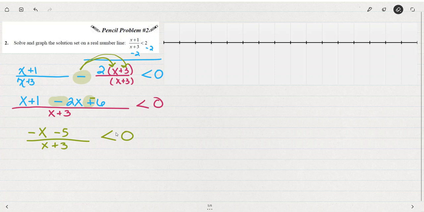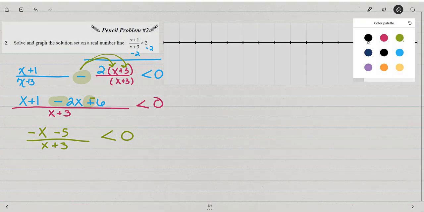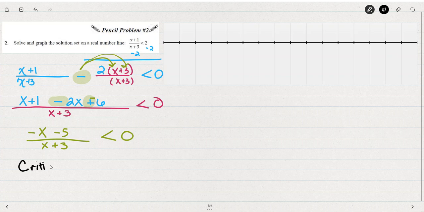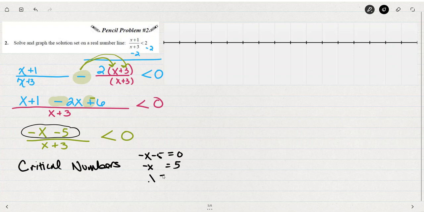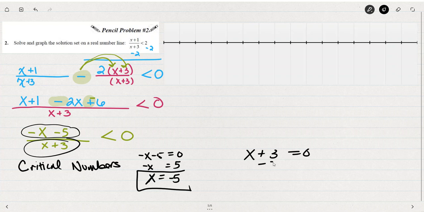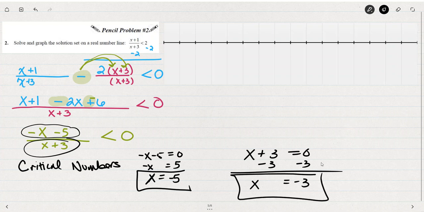The next step is going to be to find the critical numbers. For a rational expression, the critical numbers are the numbers that make this equal to 0 or undefined. So in other words, what would make the numerator 0? Negative x minus 5 equal to 0. So the opposite of x is 5. x is the opposite of 5. x equals negative 5 is a critical number. And then what would make the denominator, the x plus 3, 0? x plus 3 is 0 when x is negative 3. So those are our two critical numbers.